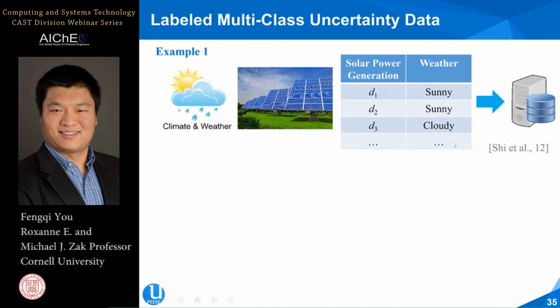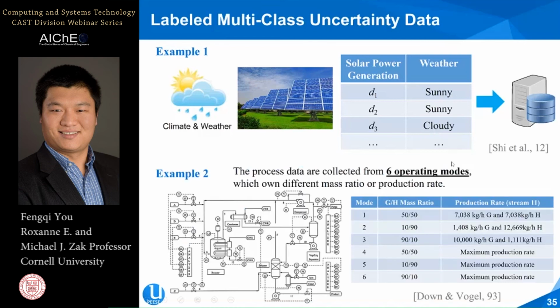In the process industry, there's a very classical process control paper looking at the process data generated from the Tennessee Eastman process with 6 operating modes. Each mode has its own mass ratio and production rates. So for the different modes, there is corresponding data that we can leverage and utilize.